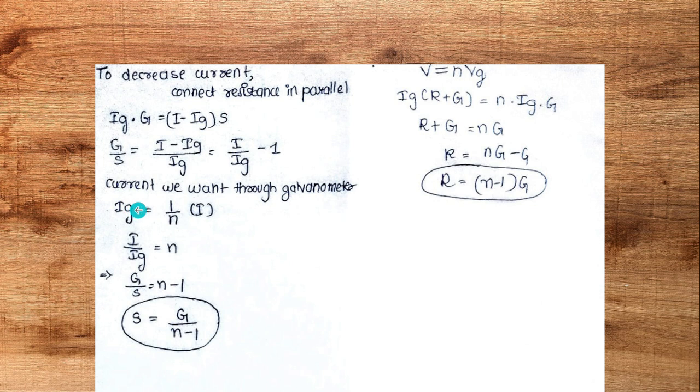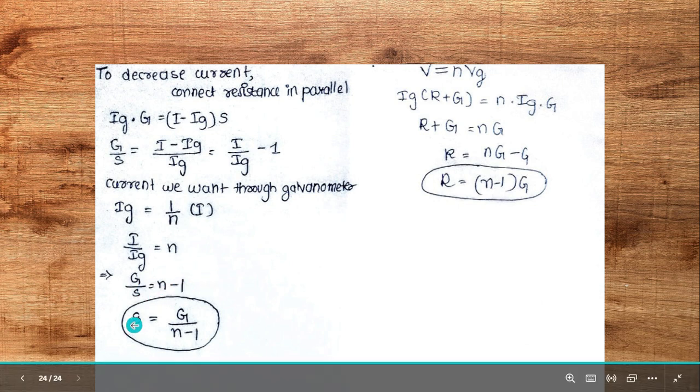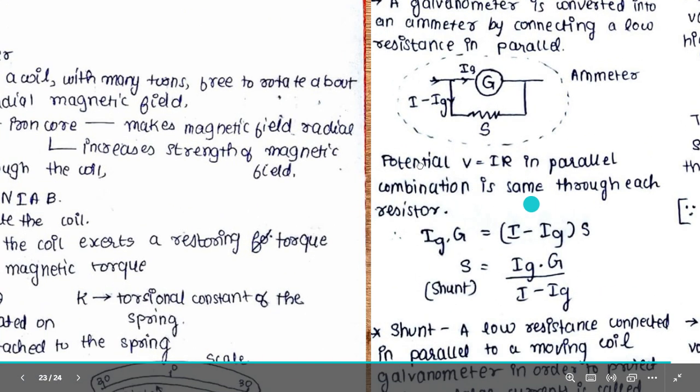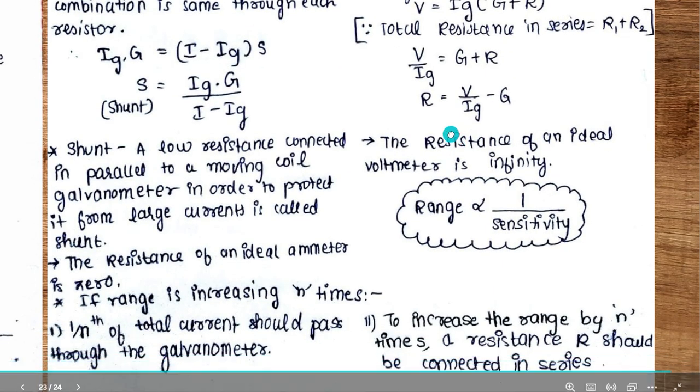So the current we want through the galvanometer is what? We want our galvanometer current Ig to be equal to 1/nth of the total current I, right? We want to decrease the current. So our I by Ig can be written as N. So I substitute N here, my G by S is equal to N minus 1 and S is equal to G by N minus 1. So this is one more formula to calculate the shunt resistance that is to be attached in parallel with the moving coil galvanometer.